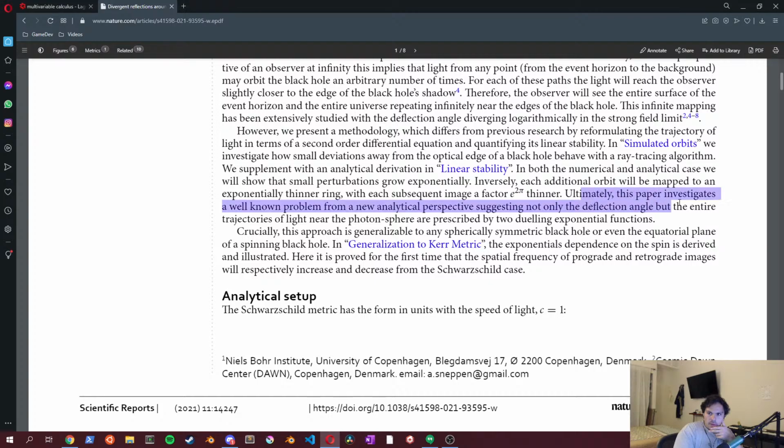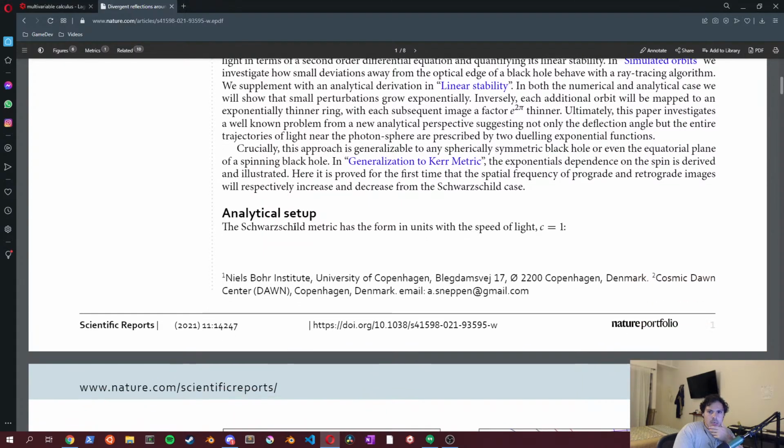Ultimately, this paper investigates a well-known problem from a new analytical perspective, suggesting not only the deflection angle, but the entire trajectories of light near the photon sphere are prescribed by two dueling exponential functions. Crucially, this approach is generalizable to any spherically symmetric black hole, or even the equatorial plane of a spinning black hole. Any spherically symmetric.